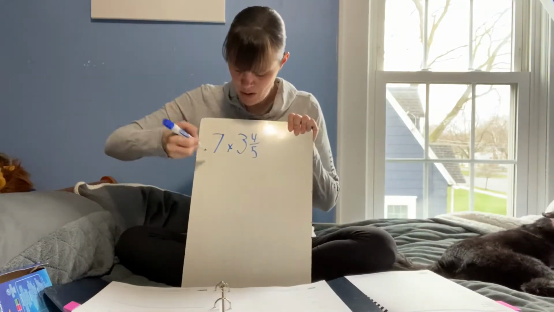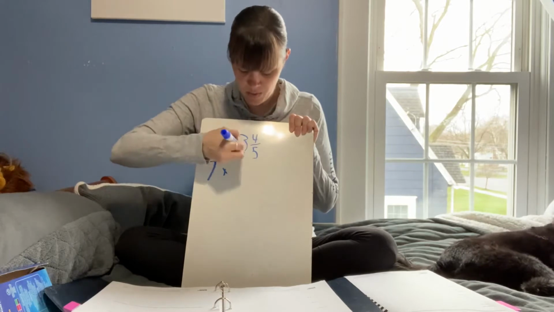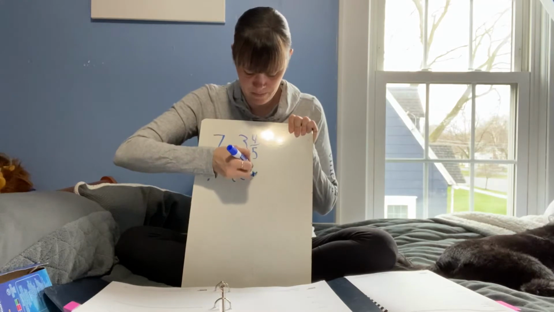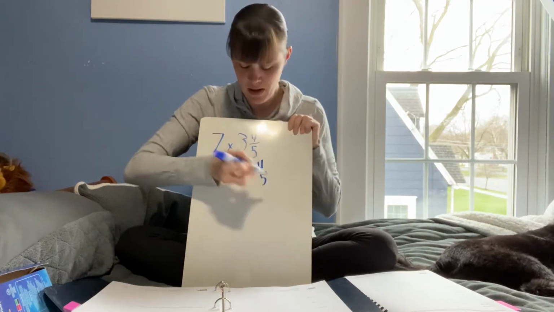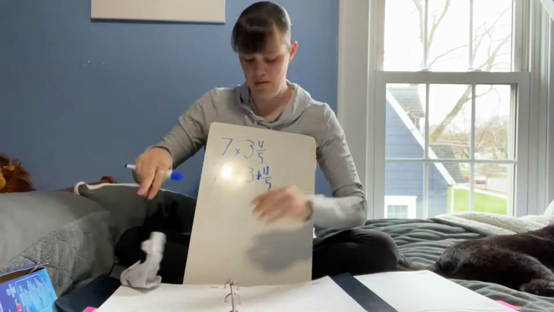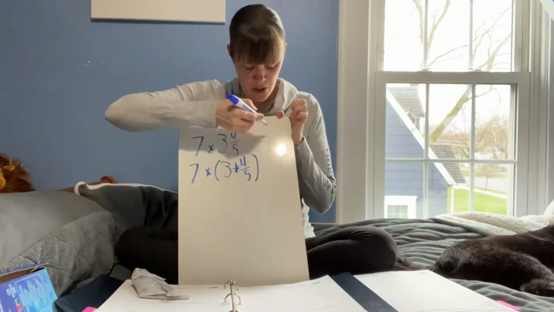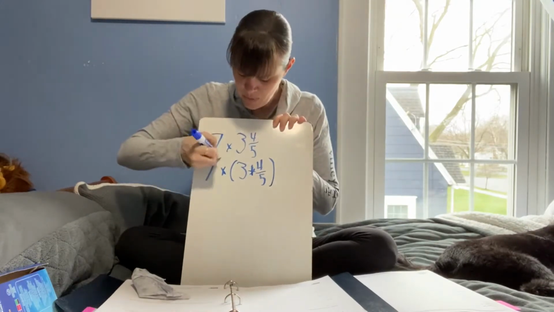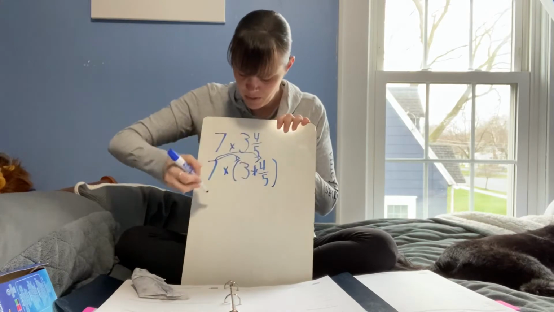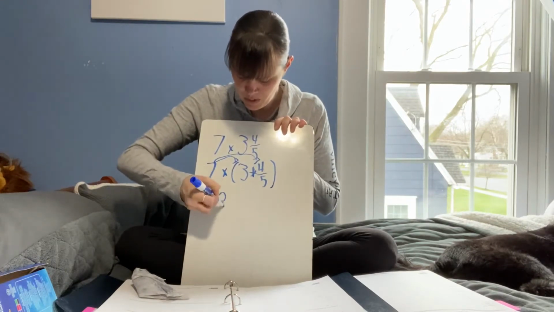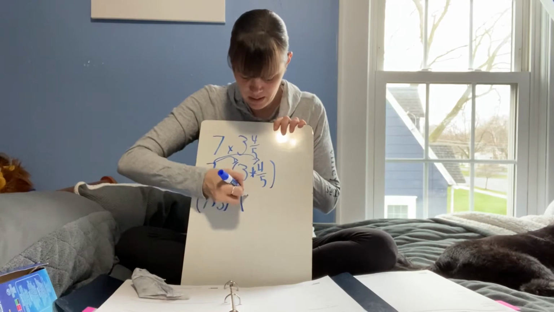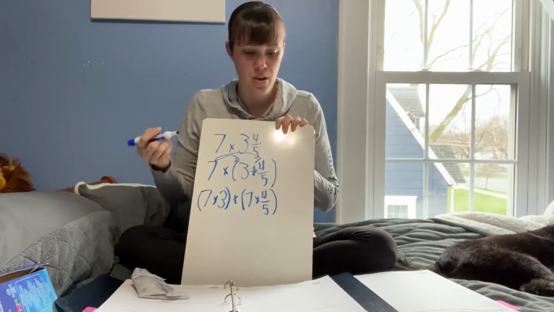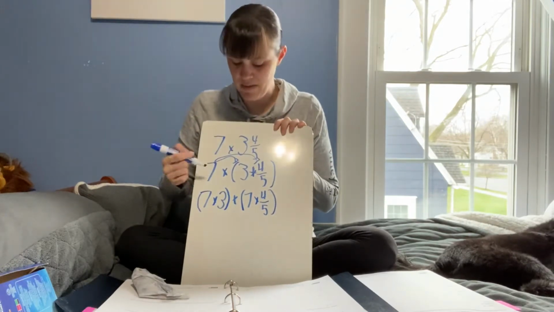So what are we doing? We are taking our 7 times, and then we break this apart. Remember that? 3 plus 4/5. I covered up my eraser. I do have it here. We're just showing that 3 4/5 is 3 plus 4/5. Okay, so then we distribute that 7 to both of those. So we do 7 times 3 plus 7 times 4/5. Okay, oh yeah, so the answer for that blank was actually 7.